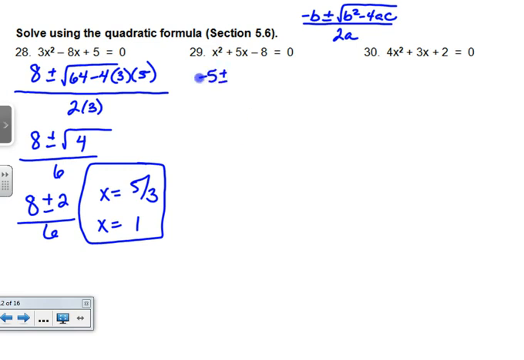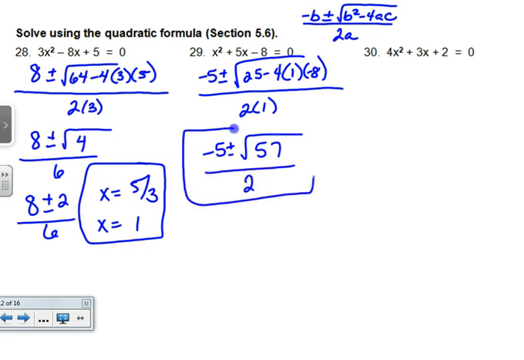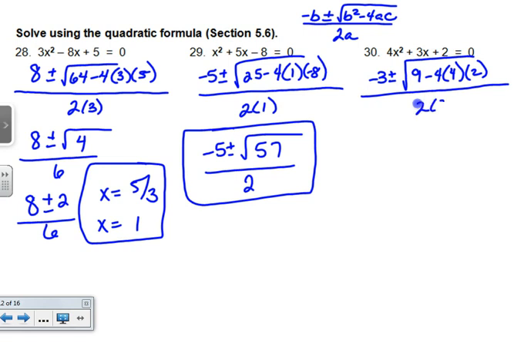-b plus and minus square root. b squared would be a 25 minus 4 times a times c all over 2 times a. So let's simplify what's underneath the square root first. 25, get a 57. That's actually good news. 57 doesn't break down at all into any square roots, so this is your answer. That's good news. And then number 30, negative b plus and minus square root.